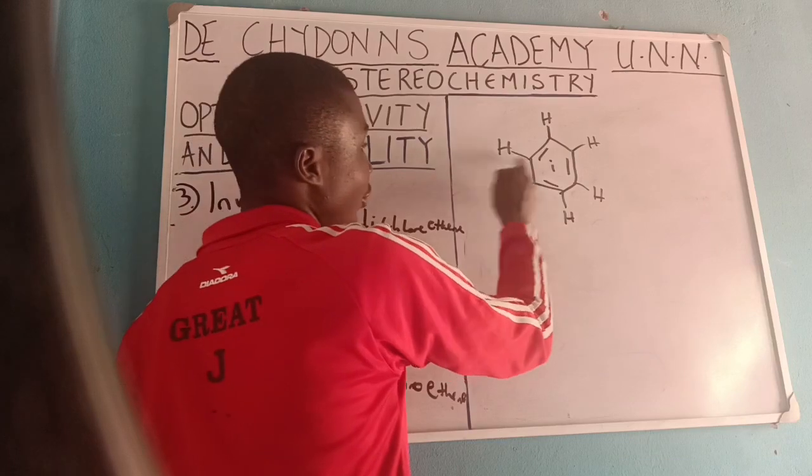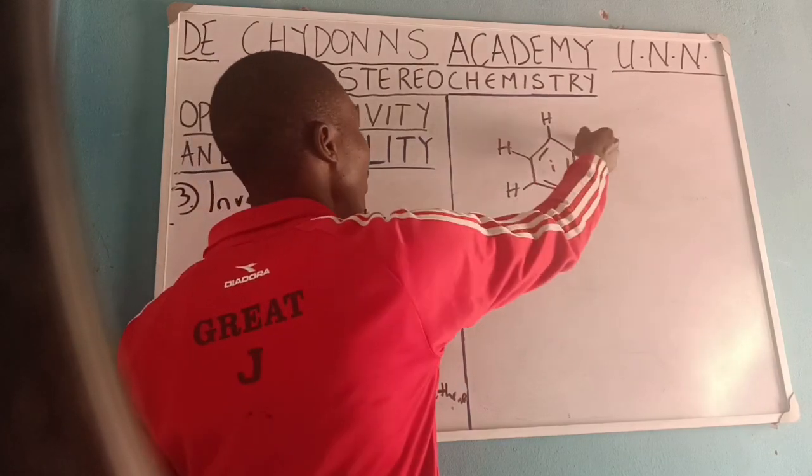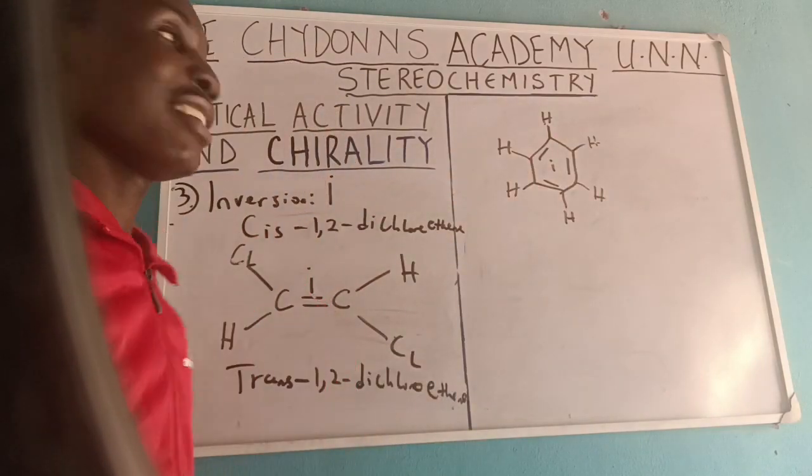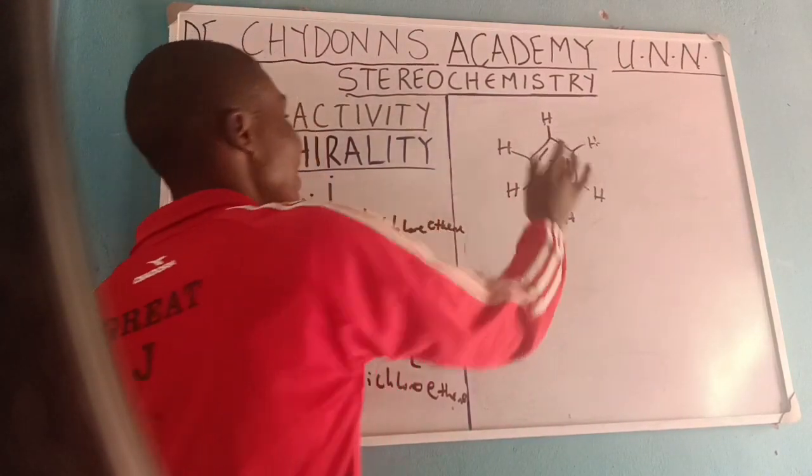Because if you move this hydrogen to this point and you move this one here, move this to this point, move this one here, move this to this point, move this to this point, you will still have the same benzene ring. So nothing changed. So the implication is that there's an inversion center here.